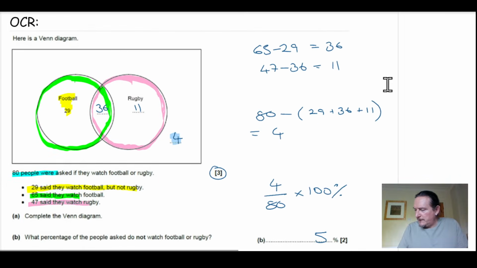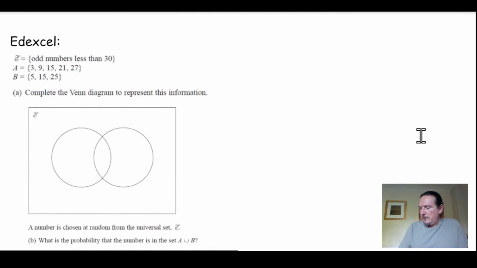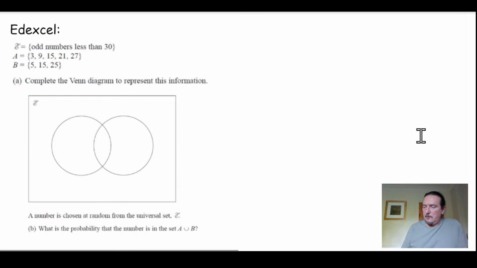This is a slightly different style. This sort of Venn diagram is what we call a summary Venn diagram. It's got the number of elements that are in each of those sections. The EdExcel one, you have to actually write the elements in themselves. Okay, so we've got the universal set, and that's made up of the odd numbers less than 30. It's probably a good idea to list them. There's only 15 of them.